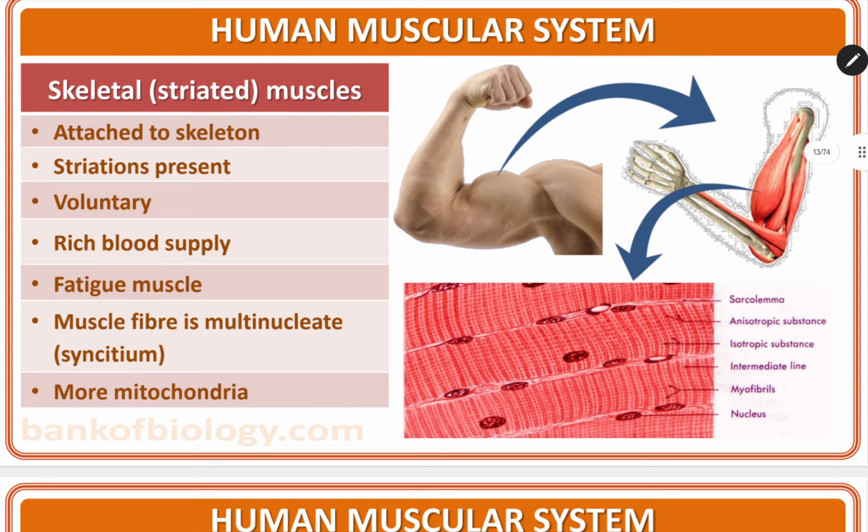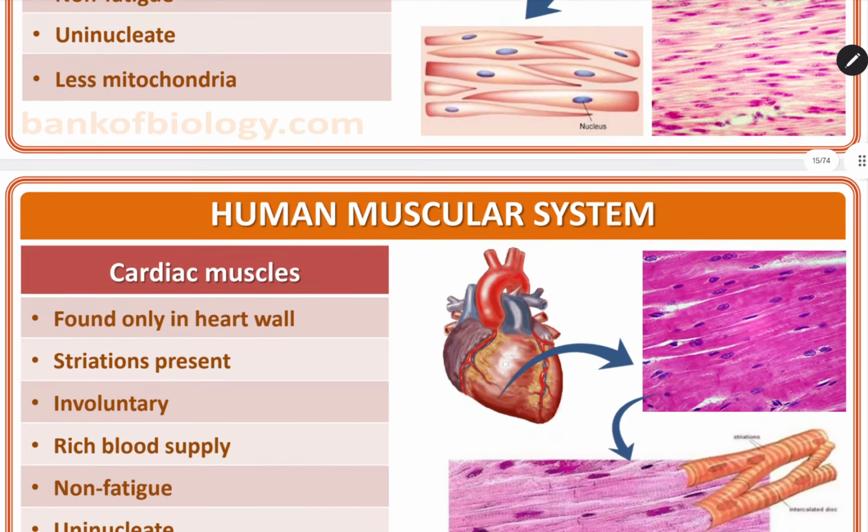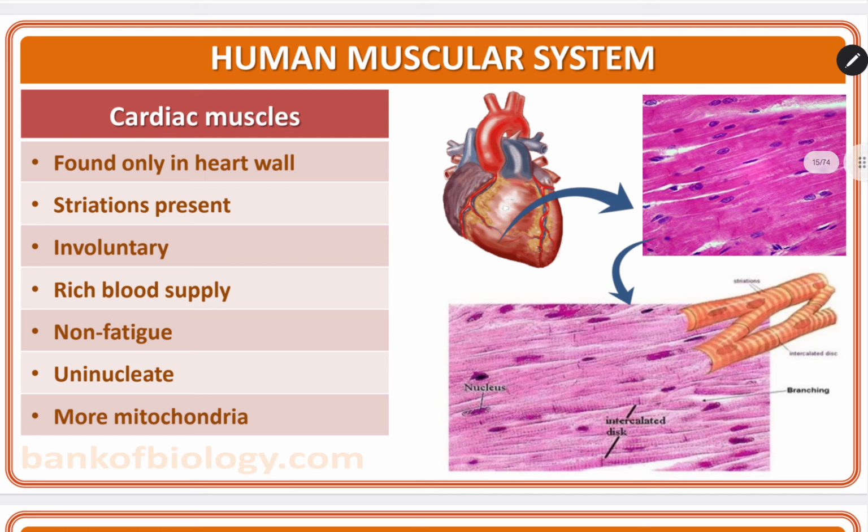Next, visceral or smooth muscles. In visceral organs, striations are absent. It is involuntary, poor blood supply, non-fatigue, uninucleate and less mitochondria. Coming to cardiac muscles, it is found only in the heart wall. Striations are present, involuntary, rich blood supply, non-fatigue, uninucleate and more mitochondria are present.